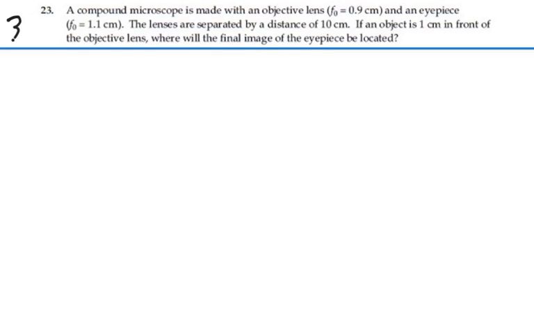Here's problem 3623. A compound microscope is made with an objective lens, focal length of 0.9 centimeters, and an eyepiece lens, focal length of 1.1 centimeters. This should be F sub E. The lenses are separated by a distance of 10 centimeters. If an object is 1 centimeter in front of the objective lens, where will the final image of the eyepiece be located? Let's see what we got here.